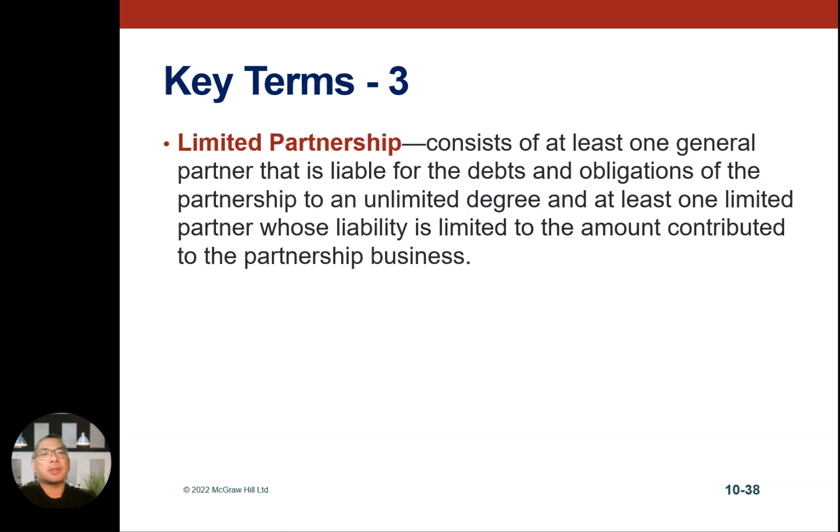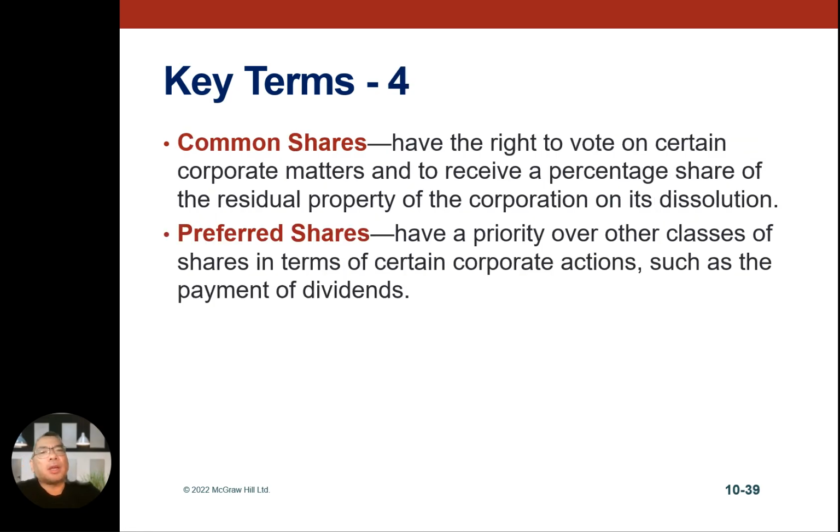I think we have another slide. Item number 3, limited partnership consists of at least one general partner that is liable for the debts and obligations of the limited partners to a limited degree, or at least one limited partner whose liability is limited to the amount contributed to the partnership of the business.